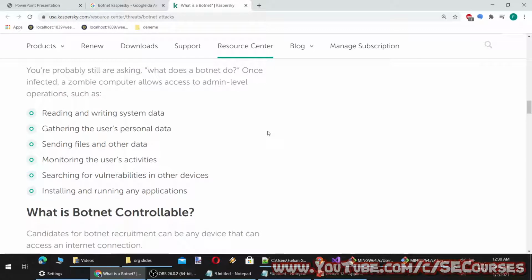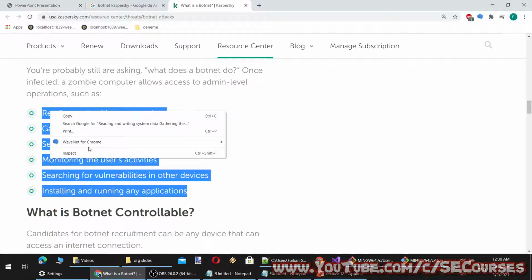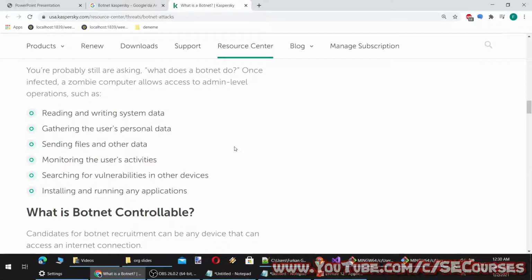You're probably still asking, what does a botnet do? Once infected, a zombie computer allows access to admin-level operations, such as reading and writing system data, gathering the user's personal data, sending files and other data, monitoring the user's activities, searching for vulnerabilities in other devices, installing and running any applications.